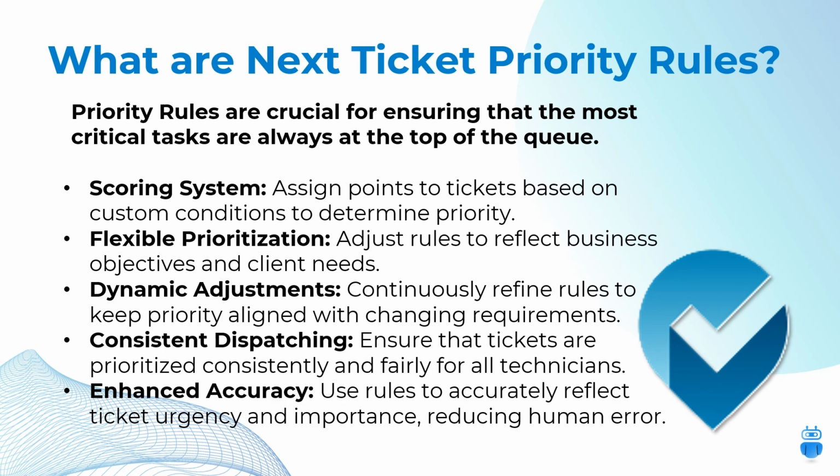These rules are highly flexible, allowing you to adjust them as your processes and client needs evolve. By continuously refining these rules, you can maintain alignment with your priorities. Consistent dispatching is also achieved, ensuring tickets are prioritized fairly and uniformly for all technicians. This results in enhanced accuracy as the rules accurately reflect ticket urgency and importance, minimizing human error from manual dispatching.